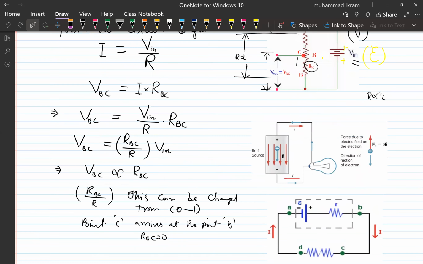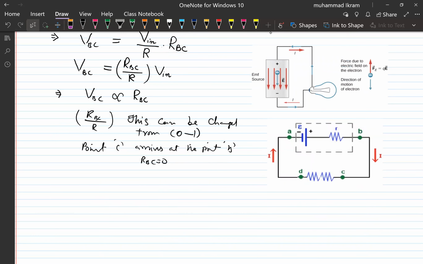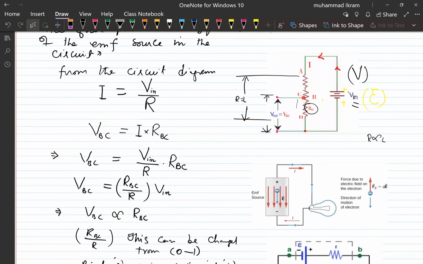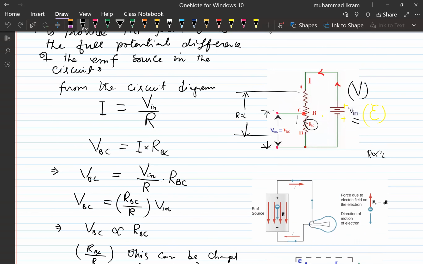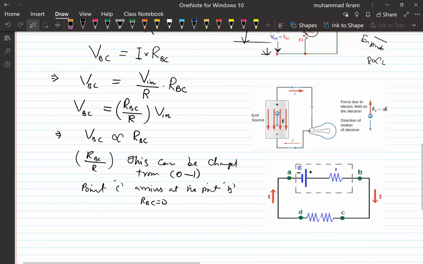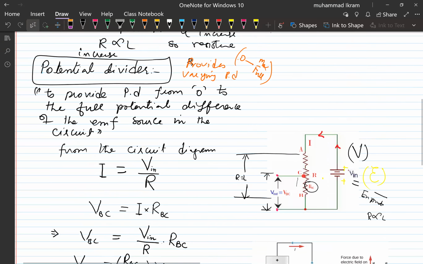Sorry, the potential divider works. So the potential divider can provide you varying potential difference from 0 to the maximum, right? But remember, just note it down. We cannot cross the V out, cannot cross the V in, because this is your input, right? So output cannot be greater than your input. So you can only get it between 0 and that maximum value, right? So that is all about the potential divider.